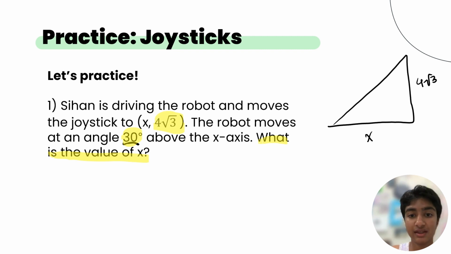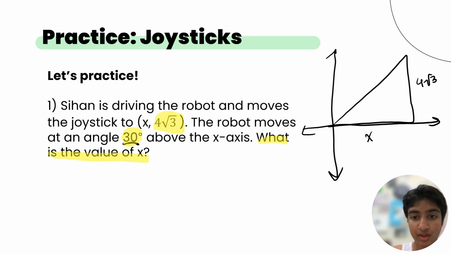And then we know that the robot moves at an angle of 30 degrees. So basically, the robot moves from here to here at an angle of 30 degrees from the x-axis. The x-axis is just like this thing over here. So let's make it 30 degrees. Okay, now let's solve for x. So think about it. What ratio just involves these values that we have right here? The side opposite to the angle and the side adjacent to the angle.